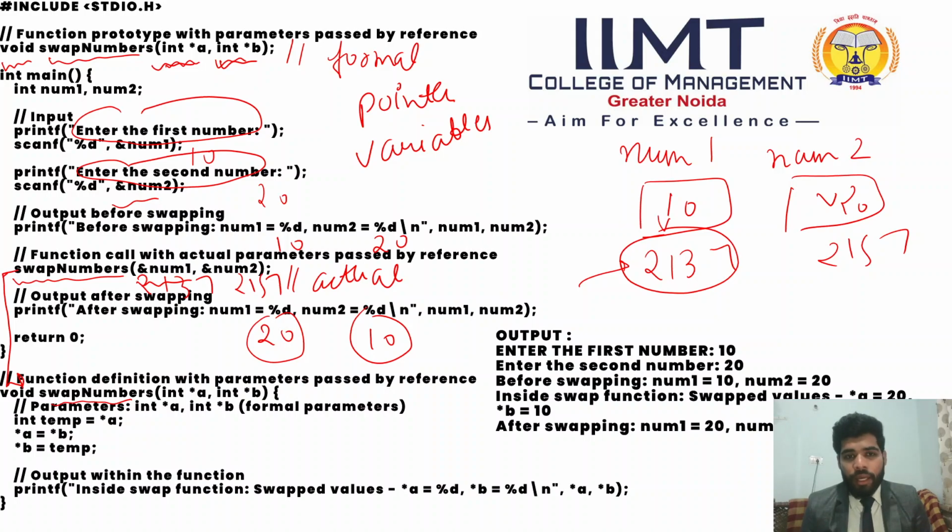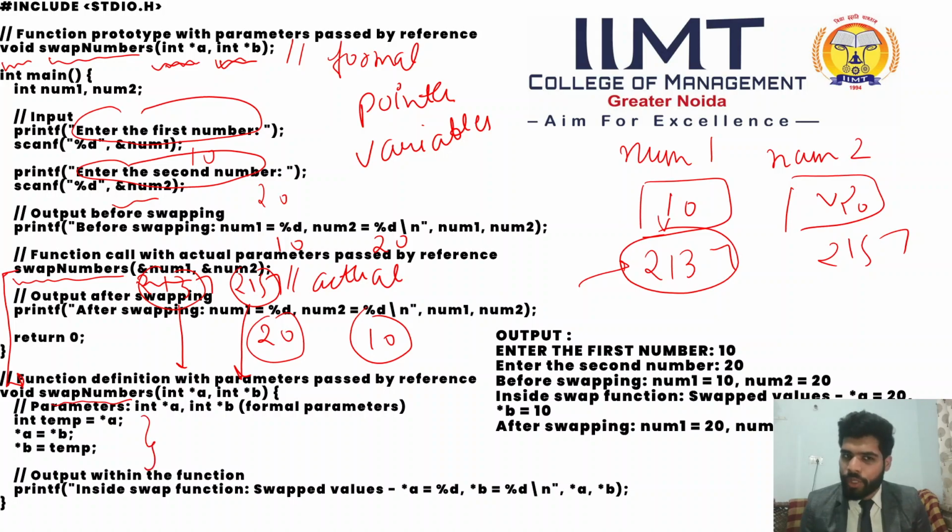Then swap numbers is the name of the function. In the brackets, I have already discussed that these variables work as placeholders, and they are going to store the values that are being passed to the function. For example, here when the function is called, addresses 2137 and 2157 are passed, and these variables are going to store these. And I have already discussed that to store memory addresses, normal variables are not used, pointer variables are used. That's why we have written int asterisk a comma int asterisk b. So this is the format. After that, curly braces, and then the swapping process is done.